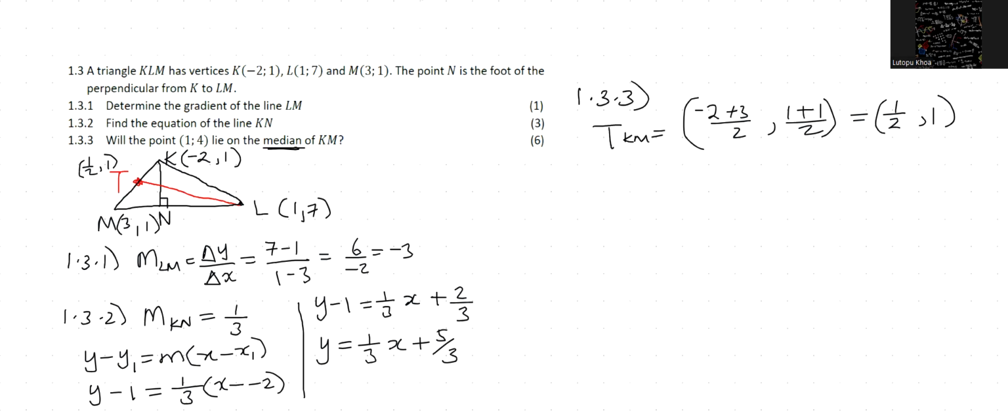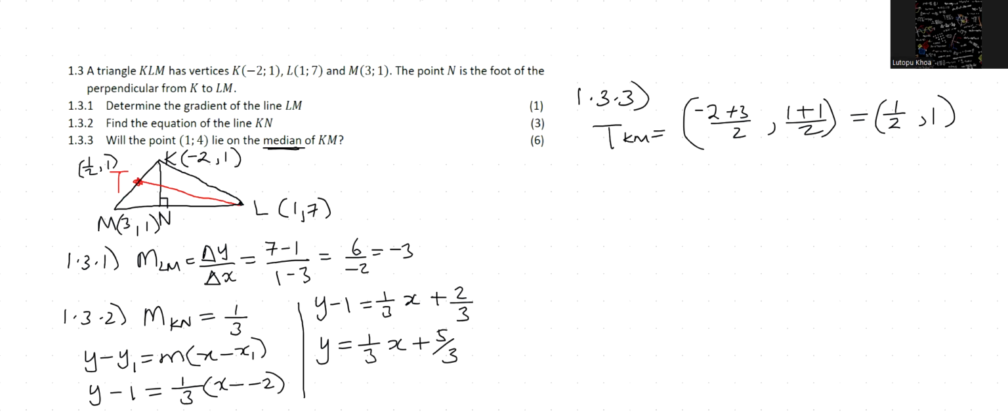There are two ways to do this actually. You can find the equation of LT and then substitute (1, 4) into the equation to see if it satisfies. Or you can find the gradient of LT and also the gradient of L and (1, 4). If the two gradients are the same, then it lies on the line. Otherwise, it does not, because to find out if three points are collinear, their gradients must be the same. So let's try using the gradients.